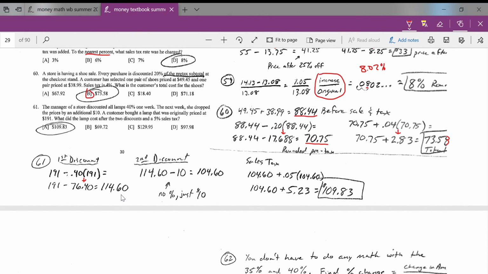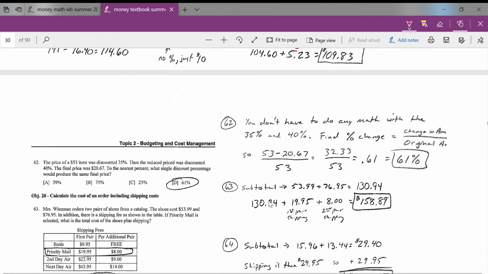Okay. The second discount is not a percentage, it's just a straight amount of money. They're taking $10 off. So the $114.60 minus 10 gives you a price of $104.60. Right? Now, same type of system we've been doing. We're going to add a tax to that. So we have the price that we're buying it for. 5% tax. We move that twice. We get 0.05 times the price. Gives us a tax of $5.23. Add that to the $104.60. We get $109.83.